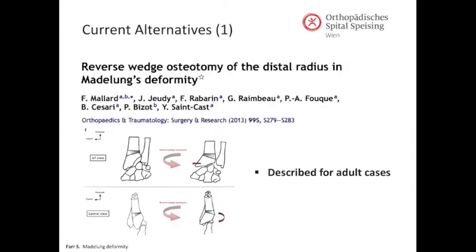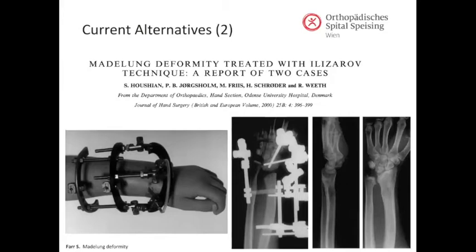So what are the alternatives so far? We have other techniques addressing the radius, such as reverse wedge osteotomy, like in this report, which has been described only for adult cases. We have techniques with external fixation, which may definitely work as well. So we know that they work, but mostly these are small case series.